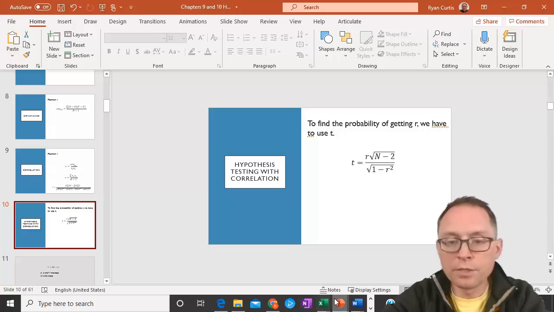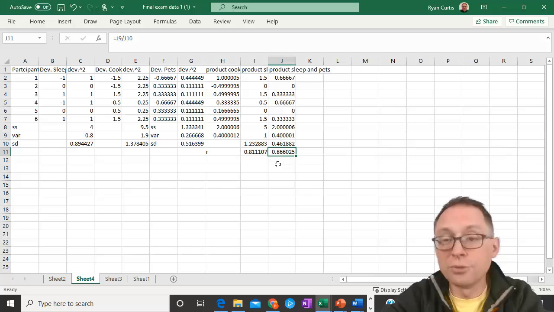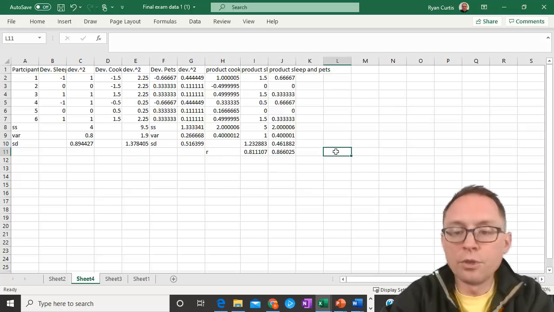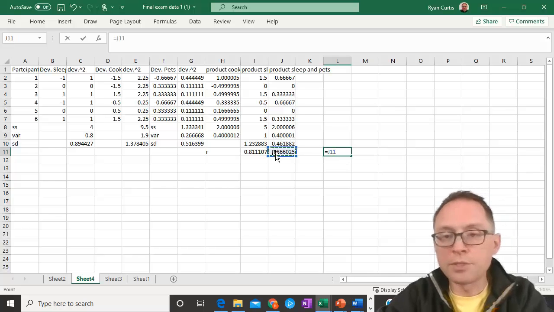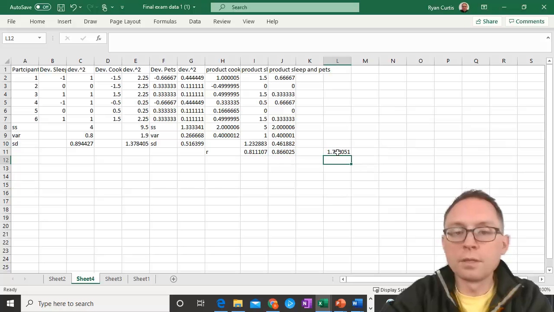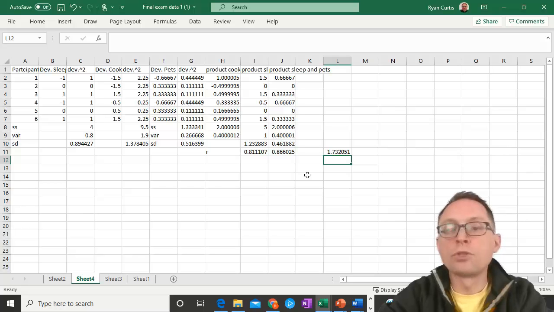Okay? So let's go ahead and do this. We have r already. N minus 2, n is 6, so n minus 2 is 4. The square root of 4 is 2. All right? So I'll do it over here on this side. The numerator is going to be r times the square root of n minus 2. N minus 2 is 4. The square root of 4 is 2. So it is r times 2, divided by the square root of 1 minus r squared.